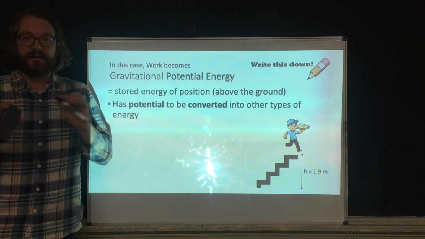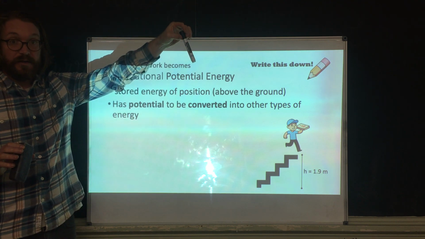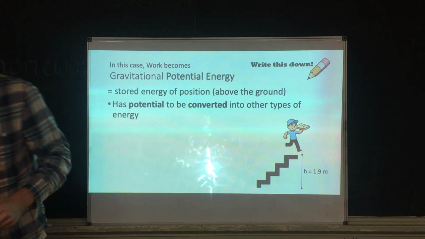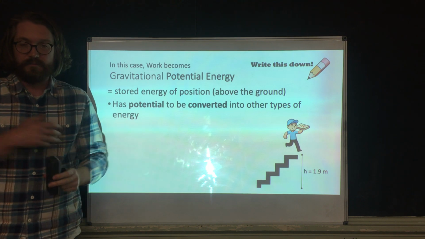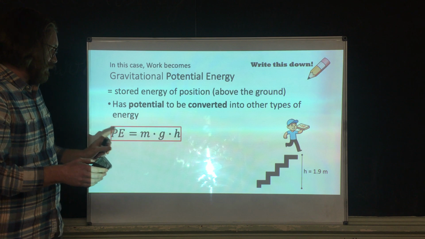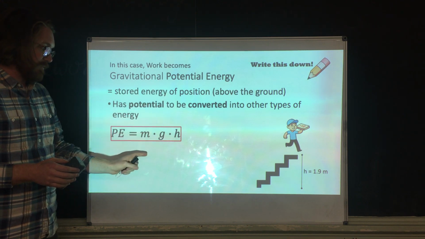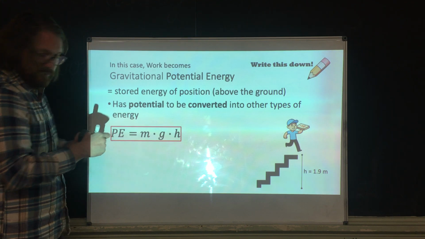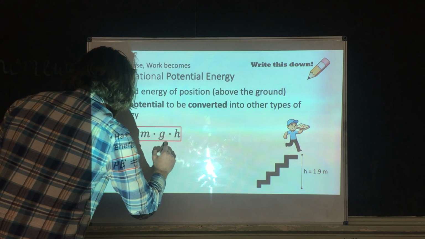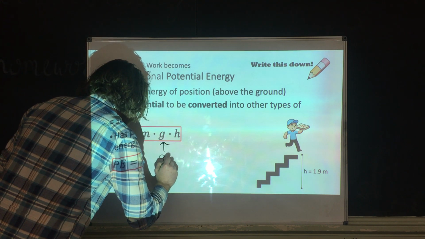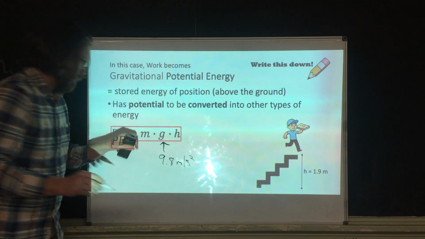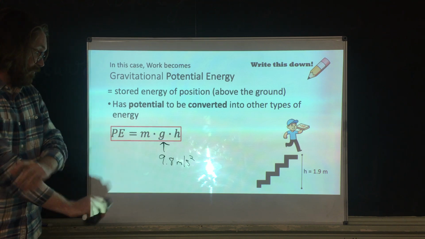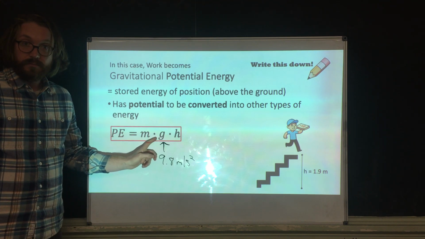In this case, we're talking very simply. If you hang something above the ground and you drop it, it has the potential to turn into the energy of movement. Our equation for today is always going to be: gravitational potential energy equals the mass of the object times little g, which is our acceleration due to gravity, 9.8 meters per second squared, times the height it is above the ground. It's a pretty simple equation, nothing super fancy.